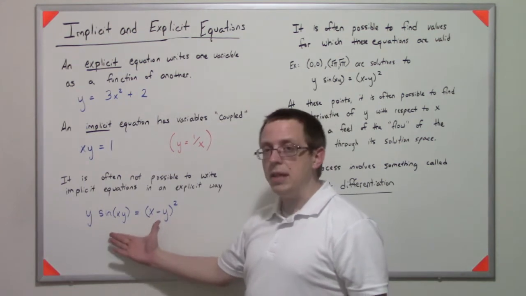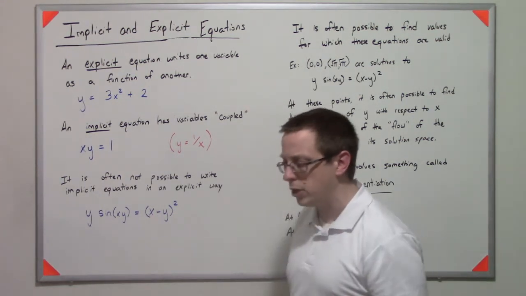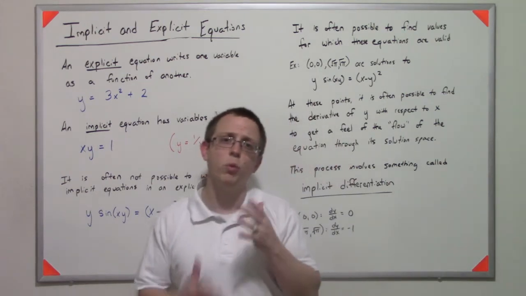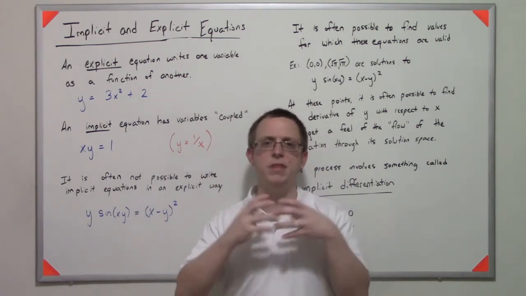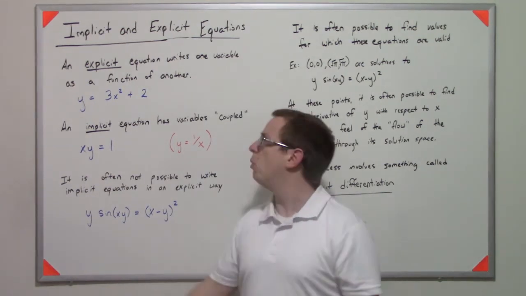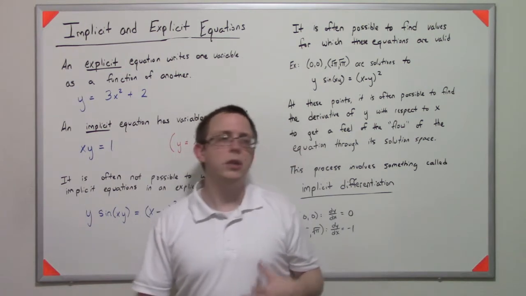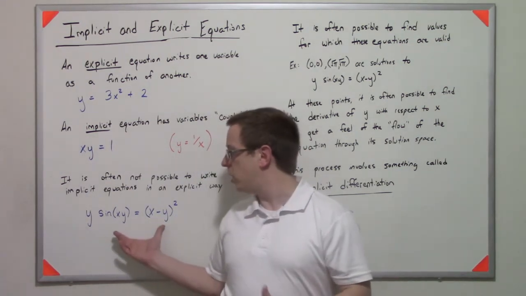But nonetheless, that doesn't mean this isn't a useful equation to us. In fact, a lot of real-world applications involve this type of modeling. They have these very coupled equations that don't have nice, simple ways to have solutions. So what we can do is solve for points at which the equation's valid.